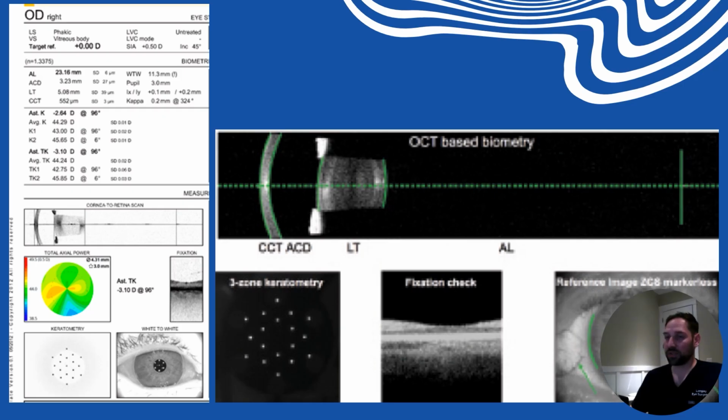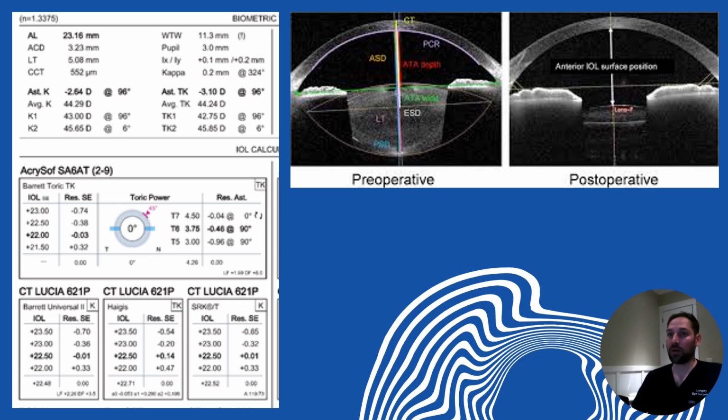We use these dots on the surface instead of a placido disc to tell us about astigmatism and the curvature of the cornea. This is how long the eye is, the axial length, the anterior chamber depth, that distance from the cornea to the lens, how thick the lens is, and how thick the cornea is. So there are all these parameters that go into mathematical formulas that then tell us how strong of a lens we should place to achieve a certain refractive error in the end.